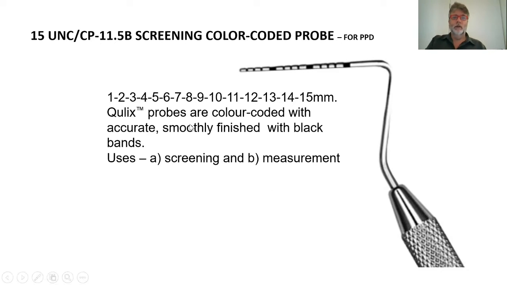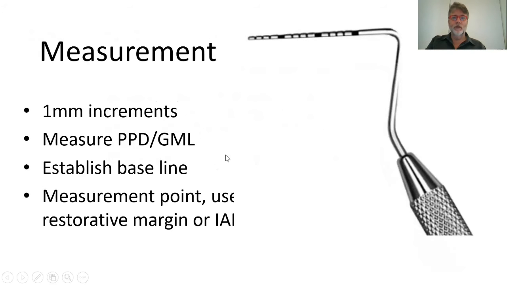Yeah. So this is a very fine probe, and it's used in our screening. You've got 1 millimeter increments, 1, 2, 3, 4, 5, 6, 7, 8, 9, 10, and so on. All right. So 1 millimeter increments, and it measures the periodontal pocket depth, and it can also be used to measure the gingival margin level.